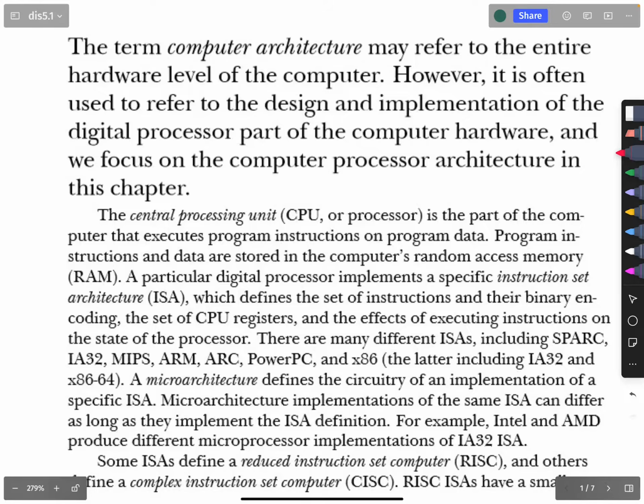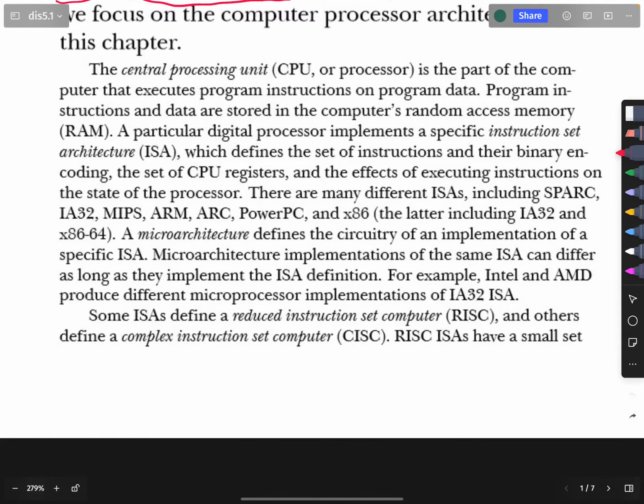Anyway, just to proceed through the text, right? Computer architecture may refer to all of the hardware level of the computer, just anything having to do with the mechanical components, as opposed to, say, the software. However, it's often used to refer to the design and implementation of the digital processor part, right? The part that is actually doing the computations. And that's what we focus on here.